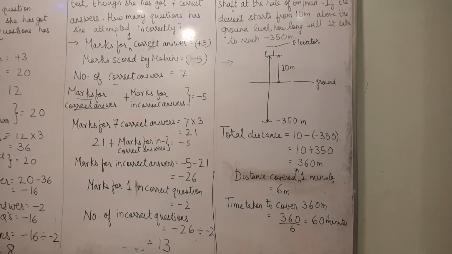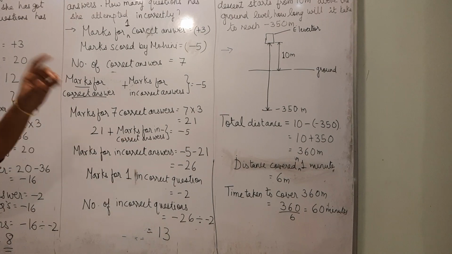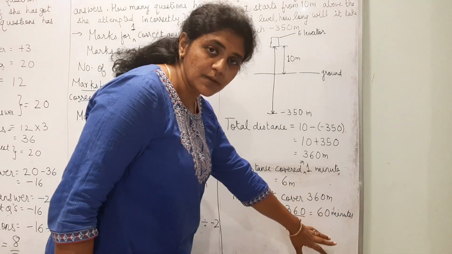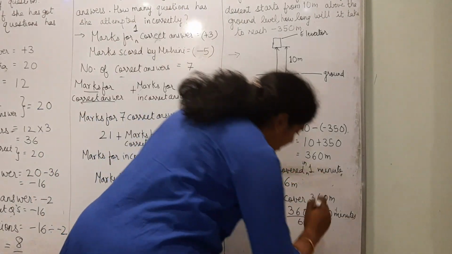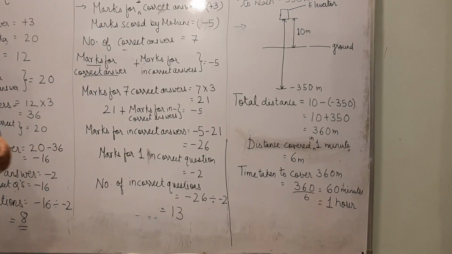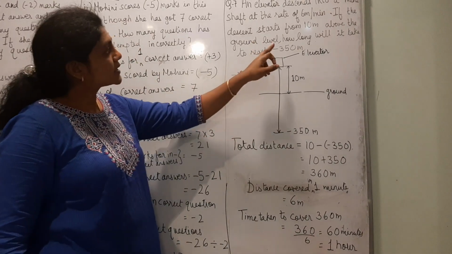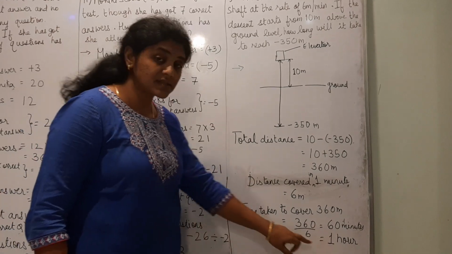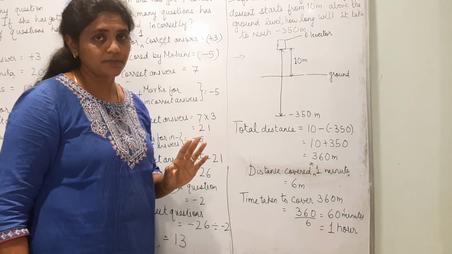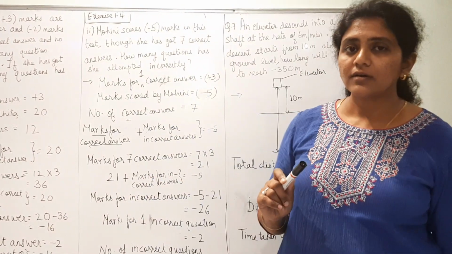In 1 minute it is covering 6 meter. So to cover 360 meter distance, how much will it take? So this will be 360 by 6. This is 60 minutes, and 60 minutes is nothing but 1 hour. So 1 hour, you have to write the final statement. Time taken to reach minus 350 meter is 1 hour.